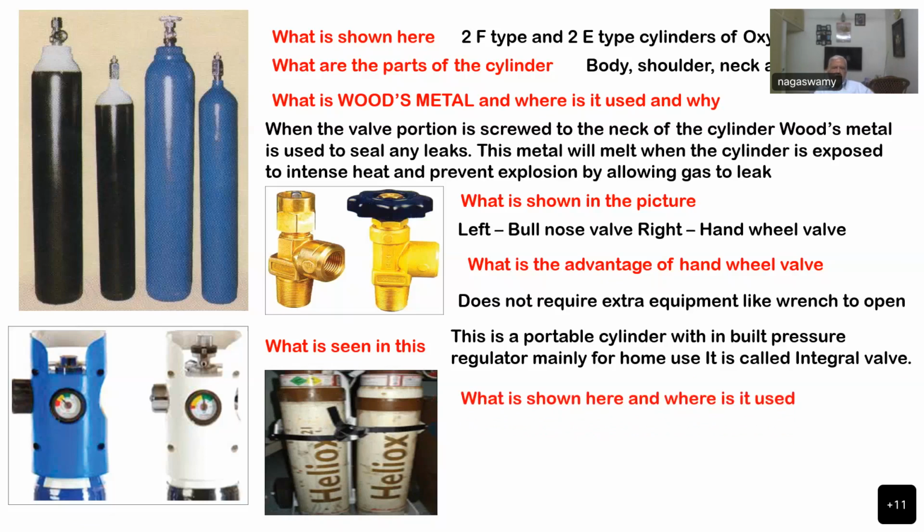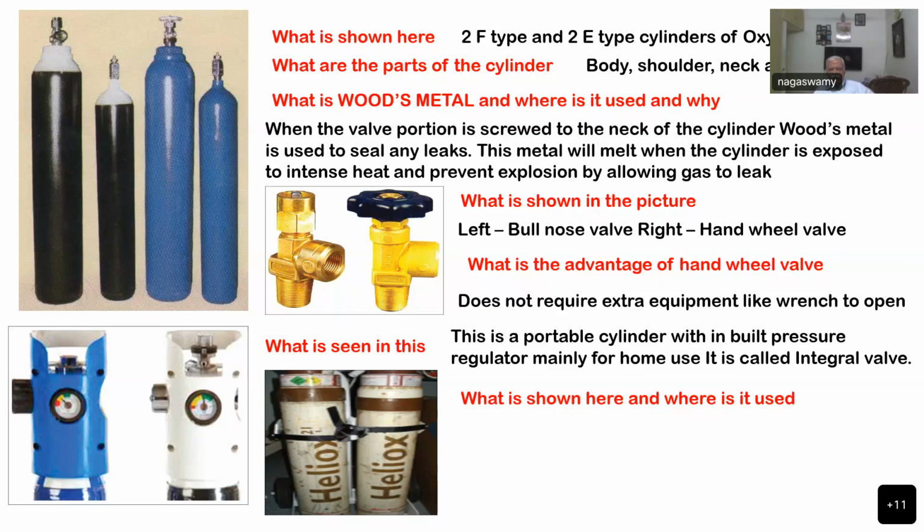What is shown here and where is it used? If you see carefully, you can get all the answers from this. You can see the name here. There is a number here. Heliox. It is a mixture of helium and oxygen. So it's called heliox.